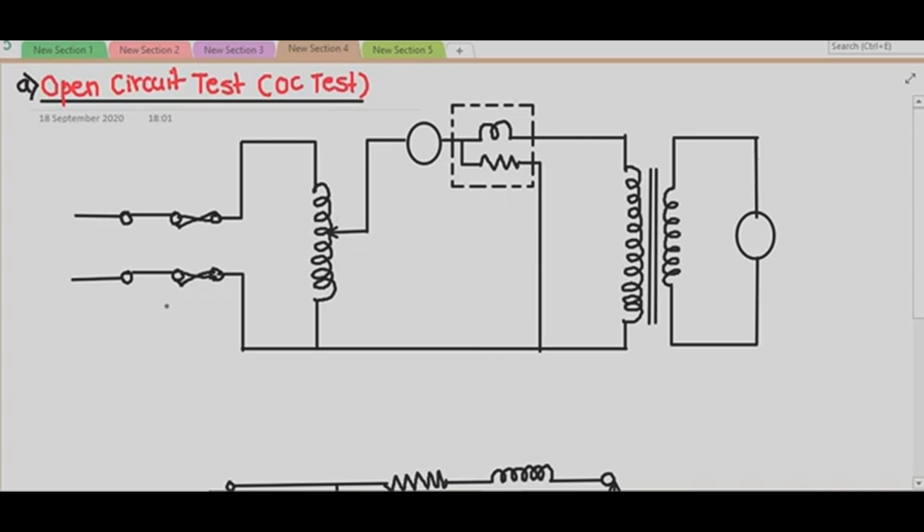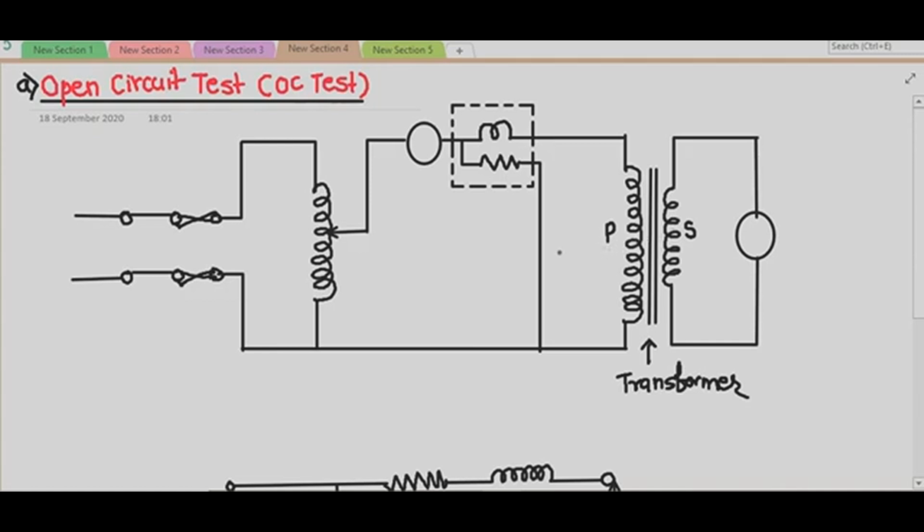So here I have drawn the experimental diagram or circuit diagram for carrying out the open circuit test on the transformer. So this is your transformer. This is a step down transformer on which I am going to perform the open circuit test. So this is your primary of the transformer and this is the secondary of the transformer. As the secondary turns are less than the primary turns, this transformer is a step down transformer.